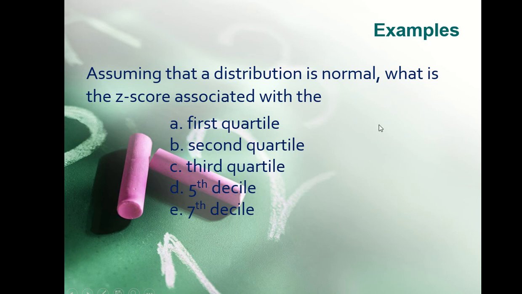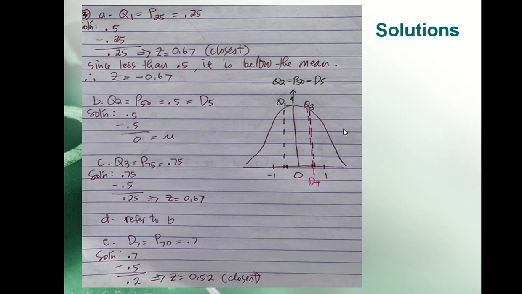The third example, assuming that a distribution is normal, what is the z-score? So ang tinatanong lang niya, ano yung z-score na equivalent sa mga given na ito in quartiles and deciles. Although the given would be in quartiles and deciles, alam naman natin sa descriptive stat na pwede naman nating hanapan ng percentile equivalent ang mga values na ito. So let's try it. Halimbawa, sa letter A, you have the first quartile.